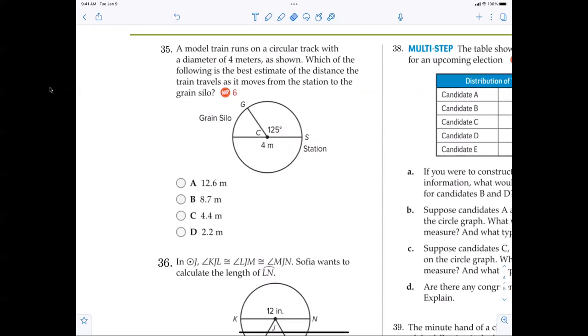So it says a model train runs on a circular track with a diameter of 4 meters. Which of the following is the best estimate for the distance the train travels as it moves from the station to the train? I'm assuming this is the station to the train, right?